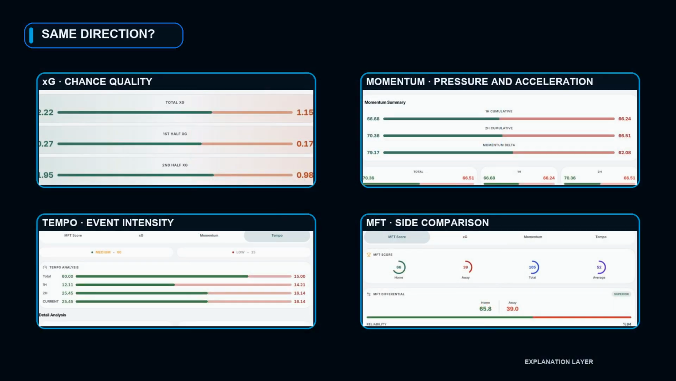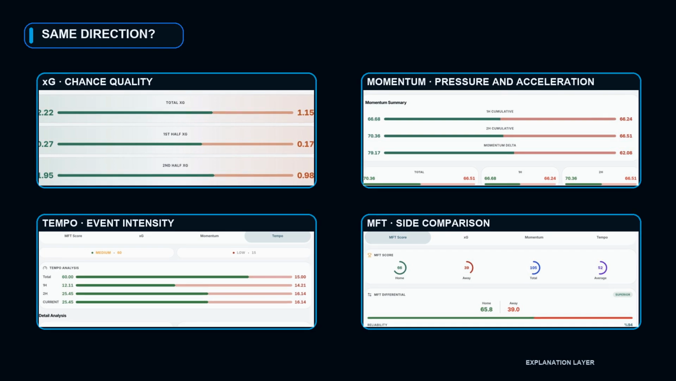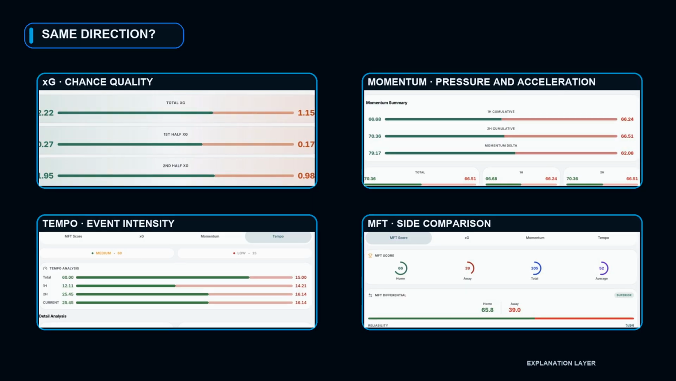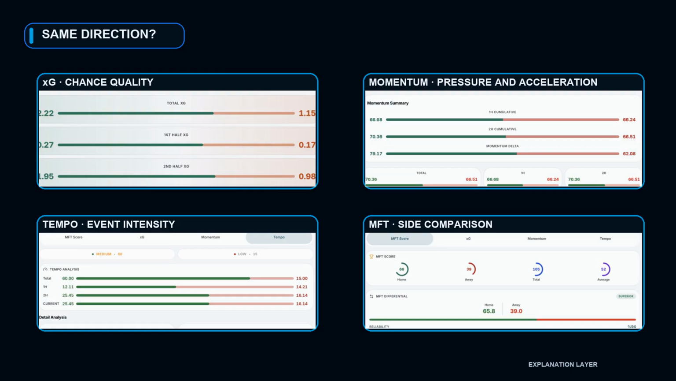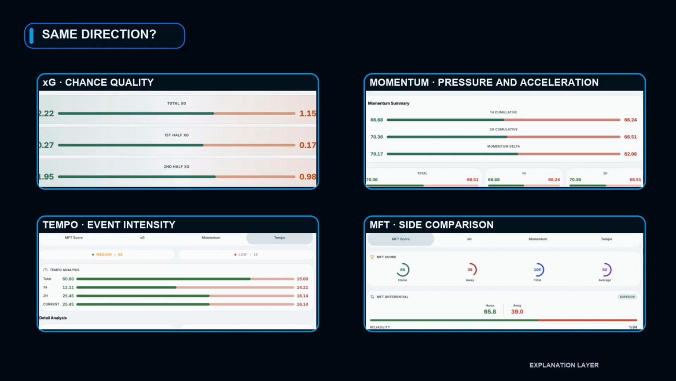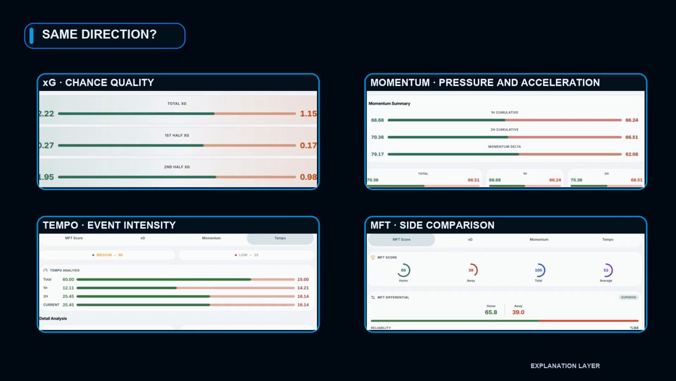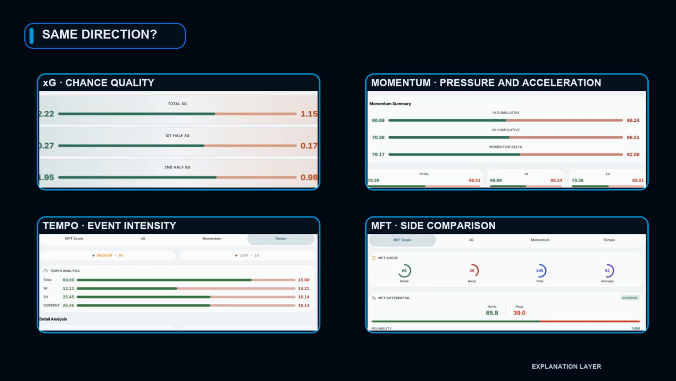Now let us combine the four screens. Angel City leads in total XG 2.22 versus 1.15. In momentum, the second half cumulative value is 70.36 versus 66.51, and delta is 79.17 versus 62.08. Tempo is 60 versus 15. EEPM is 1.20 versus 0.30. The MFT side score is 66 versus 39. Chance quality, pressure and acceleration, event intensity, and most of the MFT viewpoint toward the home side.